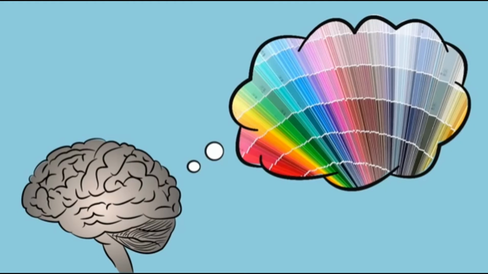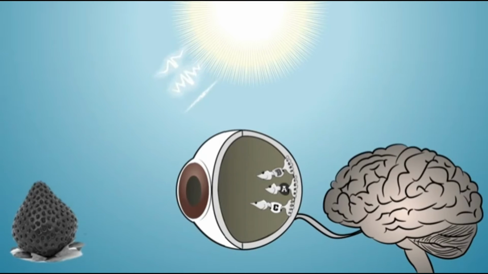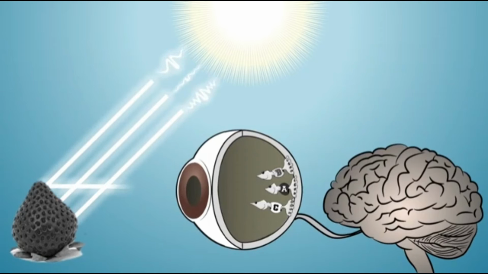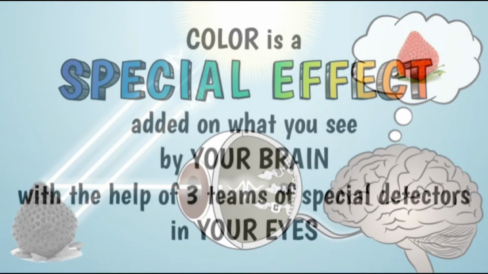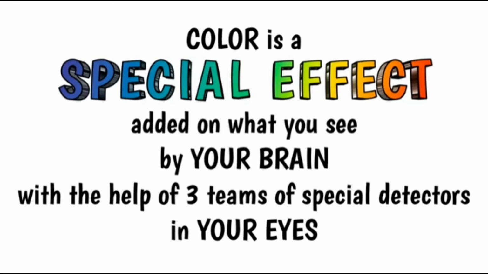Some estimates have humans being able to distinguish between several million colors, but it is important to remember that objects in light by themselves are not themselves colored. Color is a mental perception. You see color because of the way your eyes and brain are constructed. Color is actually a special effect created by our brain and eyes.